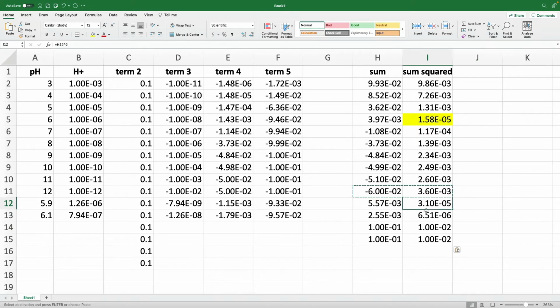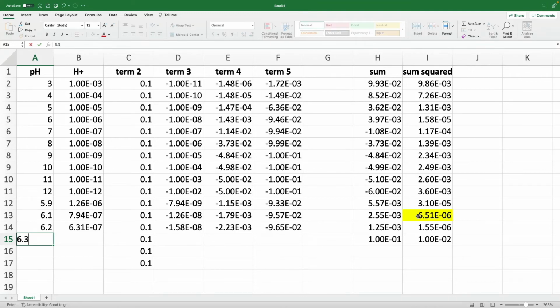If we do 5.9, we see that the sum squared is 3.1 times 10 to the minus 5th, which is bigger. It's farther from 0, right? 6.1 is 6.51 times 10 to the minus 6th, so that's smaller than this. Great. This is the new pH to beat. So now we want something that's more basic than 6. So let's try 6.2 and see what happens. 1.55 times 10 to the minus 6th. That's great because that's even smaller than this one.